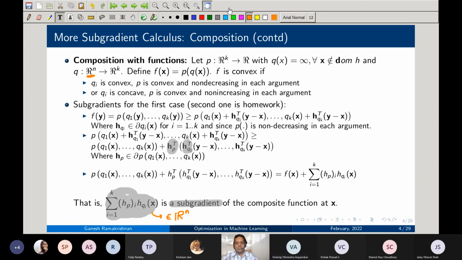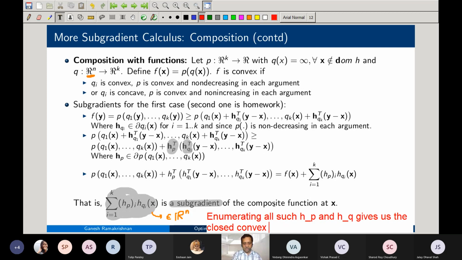Let me complete that story. It's a good point you made. Over all such h_p's and h_q's, when we enumerate all such h_p's and h_q's, because they themselves may be multiple, there's a subdifferential for P, there's a subdifferential for Q, this gives us the closed convex subdifferential for F. Does that help?